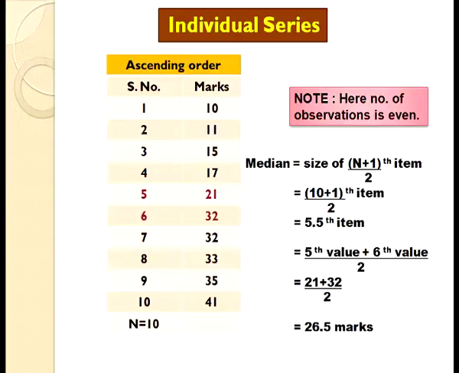And then we are going to divide it by 2. Hence, our median value is 26.5 marks. So, students, you have also learned how to calculate median in case of individual series where the number of observations is even. Now, students, we can calculate median in case of discrete series.